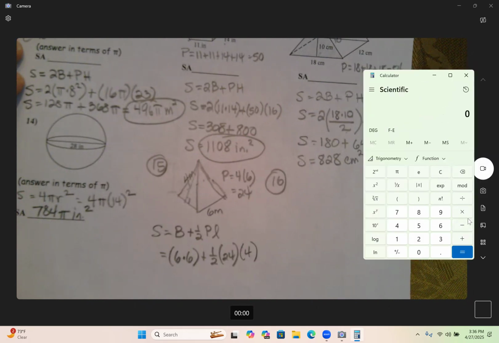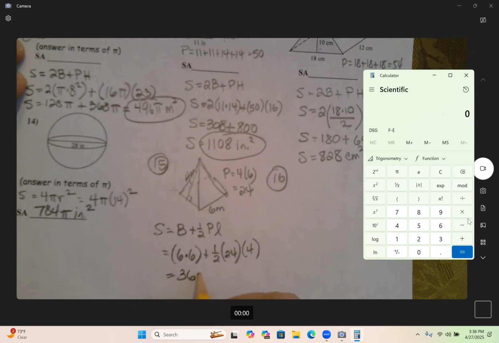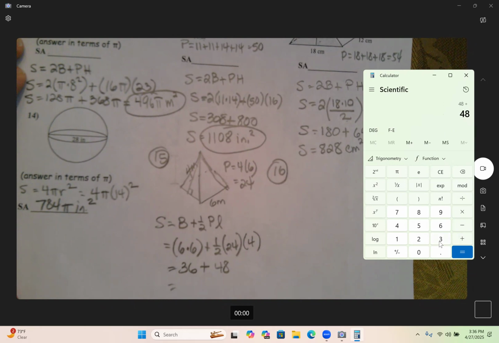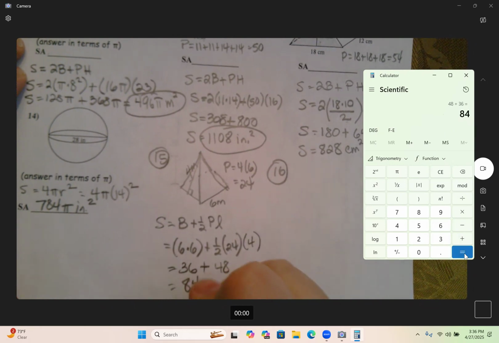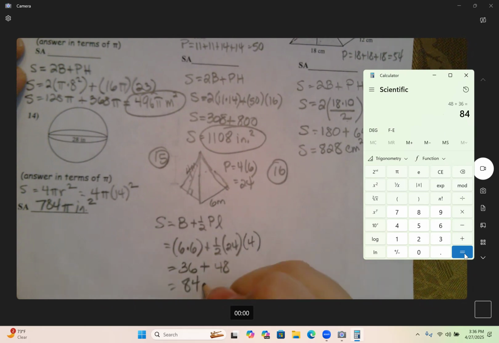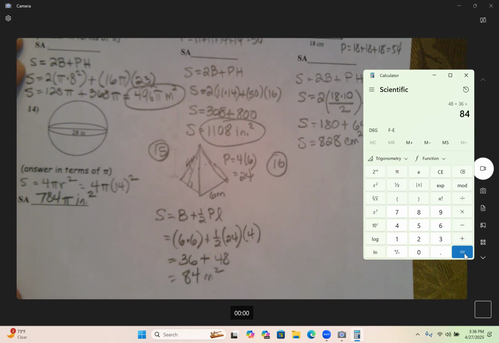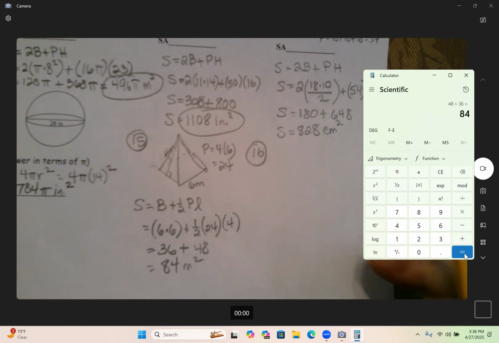6 times 6 is 36. 1/2 times 24 times 4. So 24 times 4 divided by 2 is 48. So then 36 plus 48 is 84. So that would be 84 meters squared, the surface area of that square pyramid.